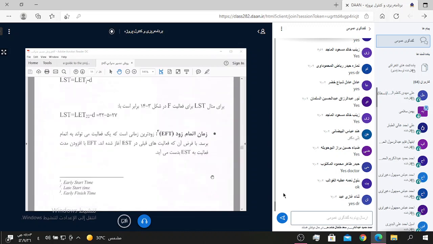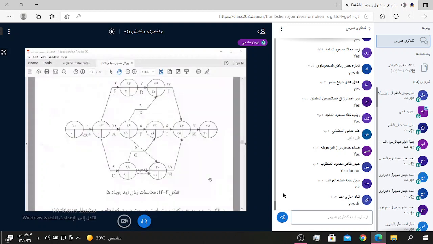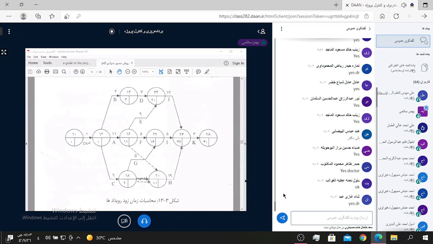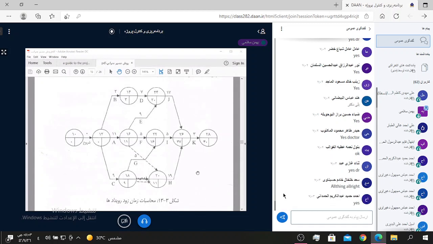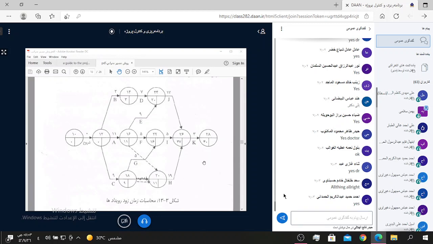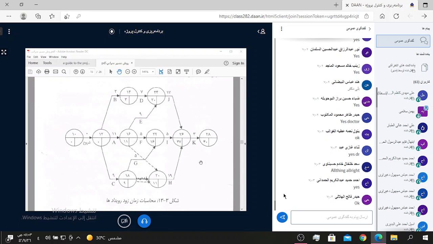Come back to the example. Okay. We want to analyze this network, and then we want to find the critical path method.